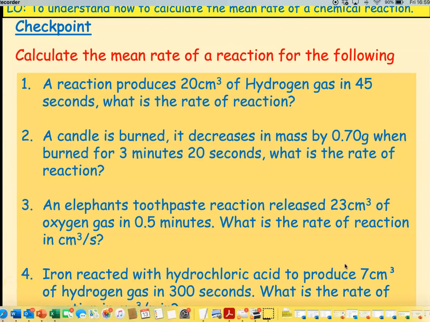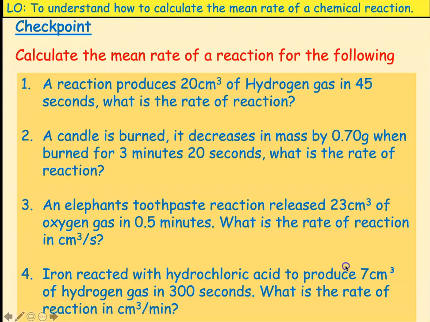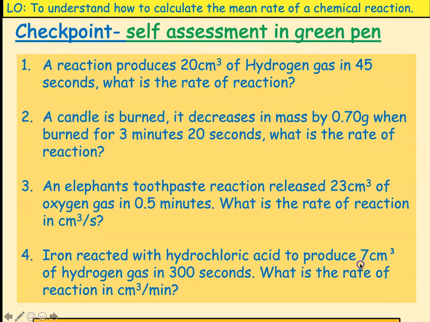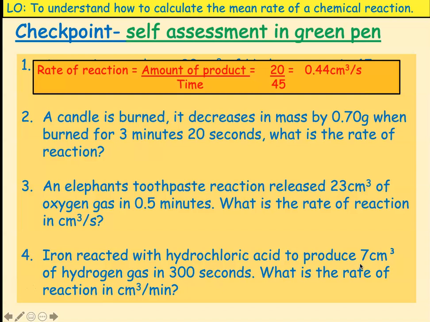Okay, hopefully you've been successful and you know what you're doing. Just in case you don't, I'm going to go through them bit by bit. Okay, so a reaction produces 20 centimetres cubed of hydrogen gas in 45 seconds. So we're going to divide the amount of product by the time. So that's 20 divided by 45, which gives us 0.44 centimetres cubed per second.